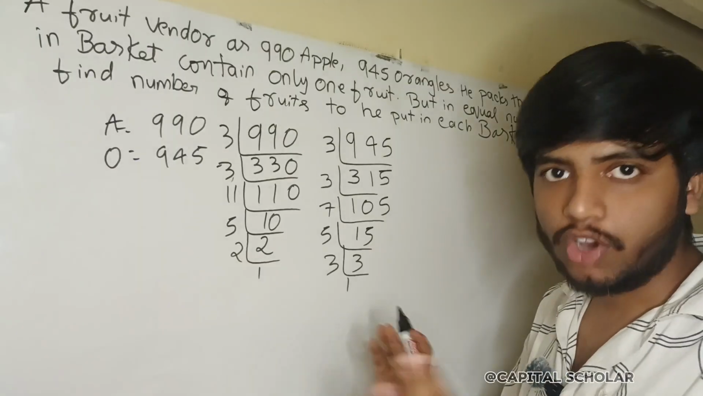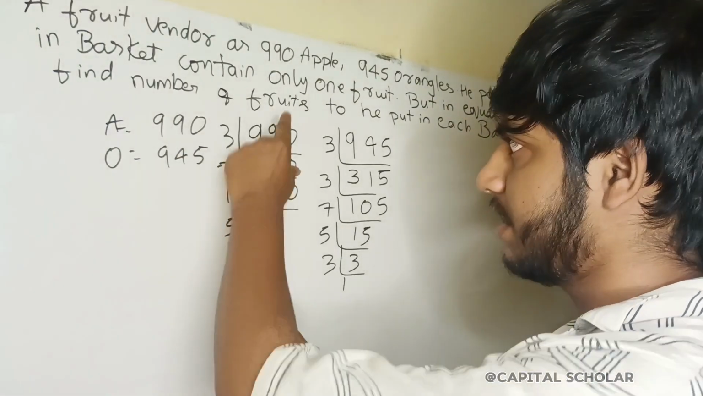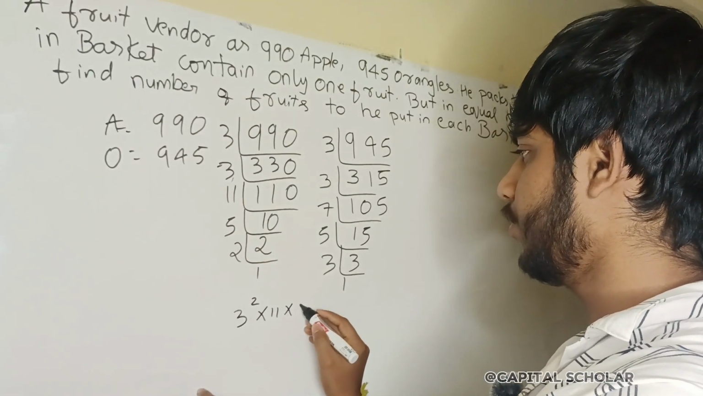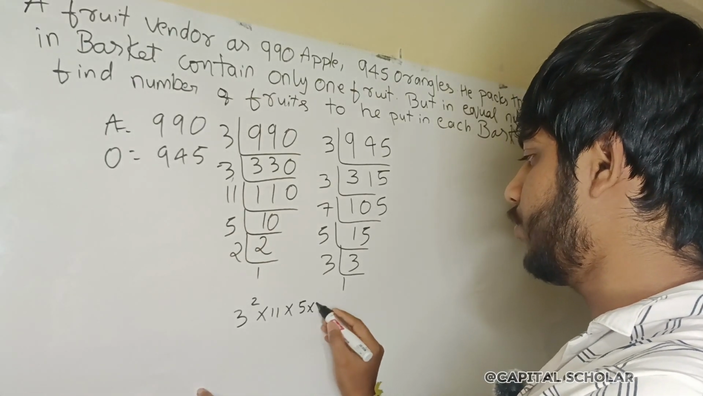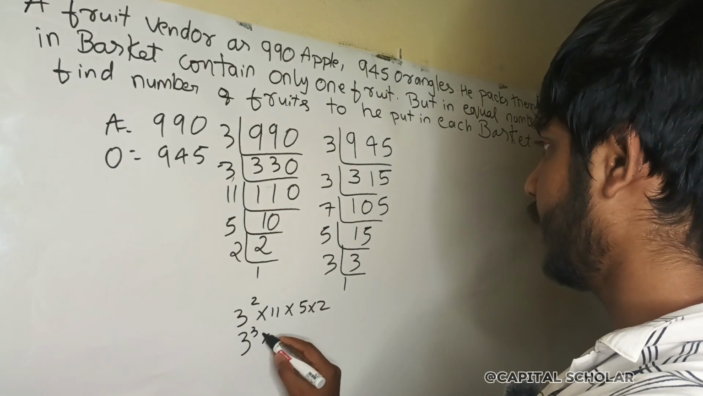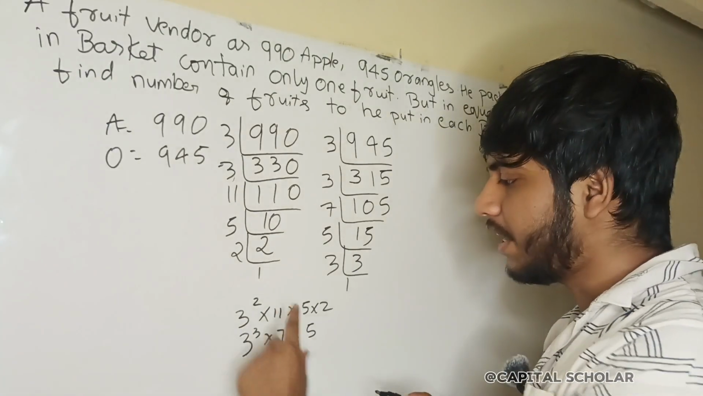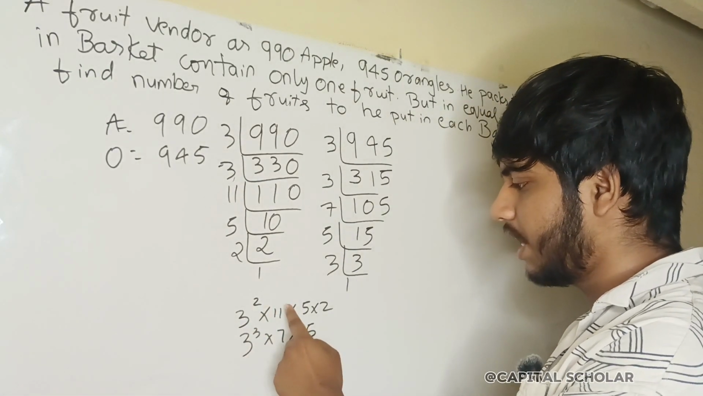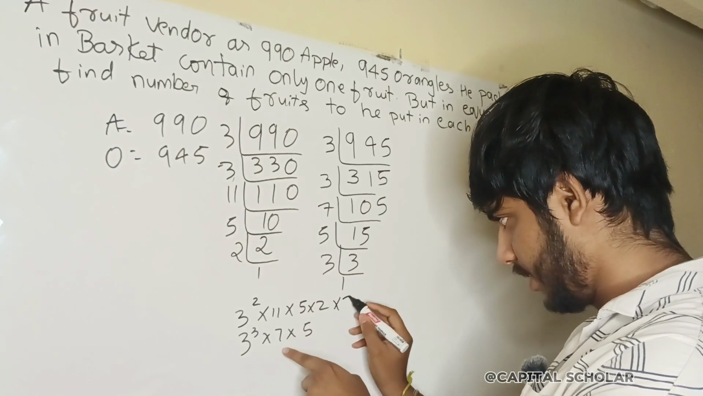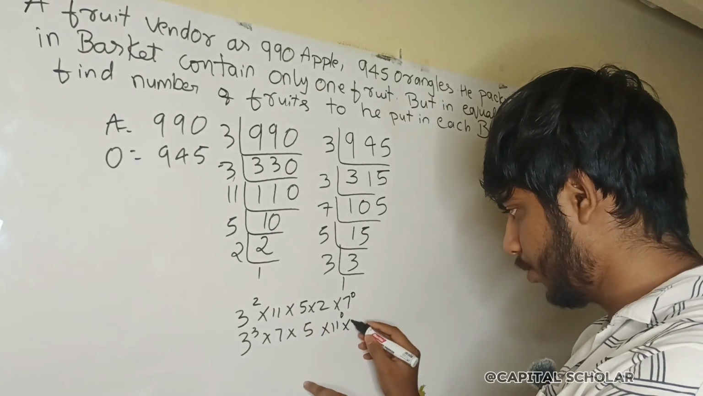Now let us take the common factors. Okay, how to take common? How much 3 is there? First let's take this, 3 squared into 11 into 5 into 2. Okay, how much 3 is there? 3 cubed. 3 cubed into 7 into 5. Now let us find the common. 3 is common, 11 is not common, 5 is common, 7 is not common, even 2 is not there.